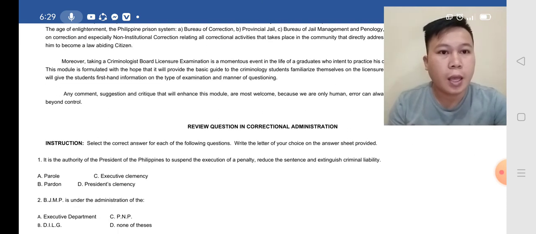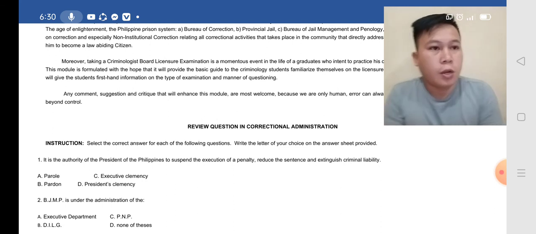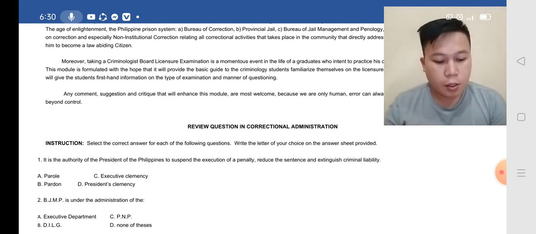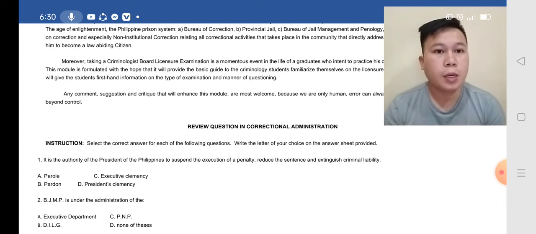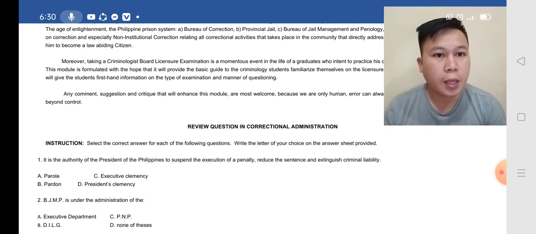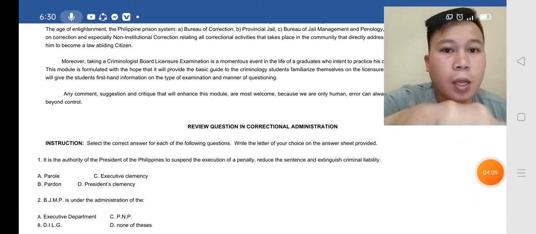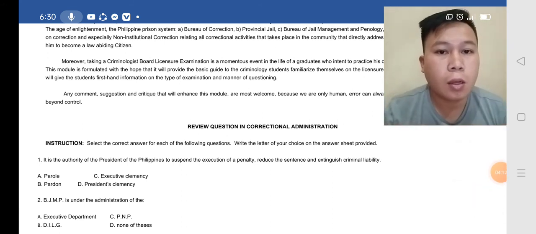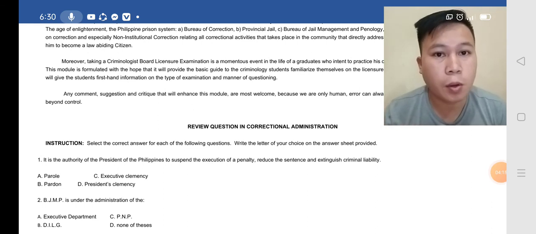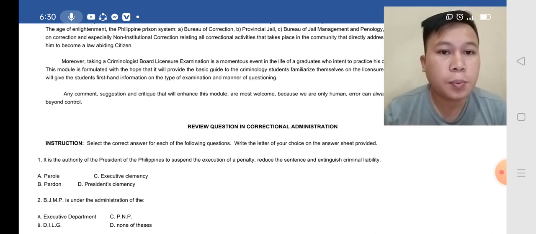So here I have review questions in correctional administration for you to remember, or to examine how far you have learned about correctional administration. Number one, it is the authority of the President of the Philippines to suspend the execution of a penalty, reduce the sentence, and extinguish criminal liability. So in this one, you are going to choose: parole, pardon, executive clemency, or president's clemency.